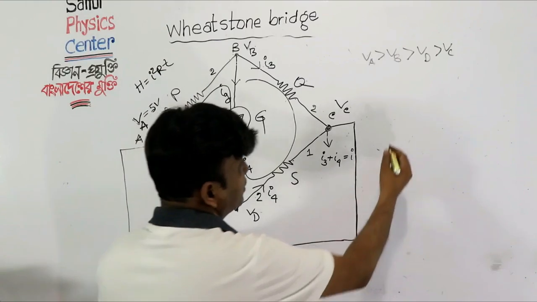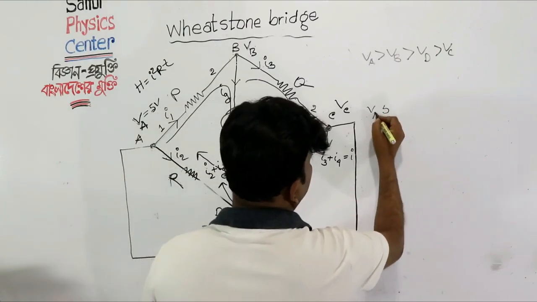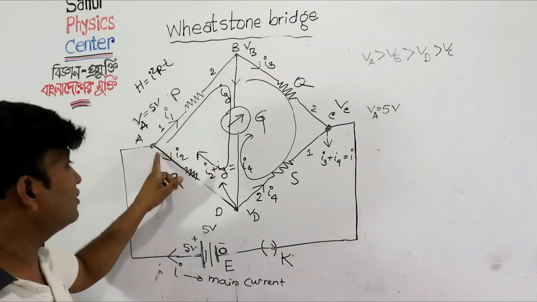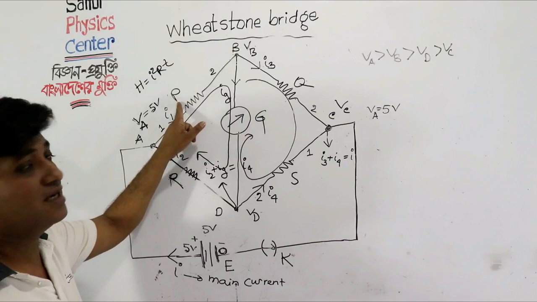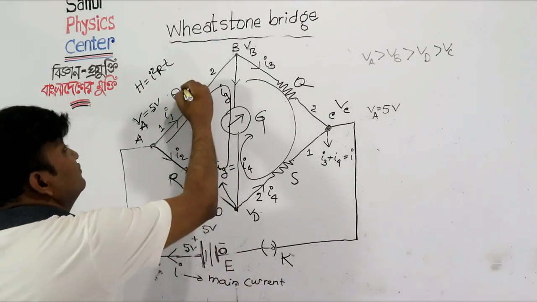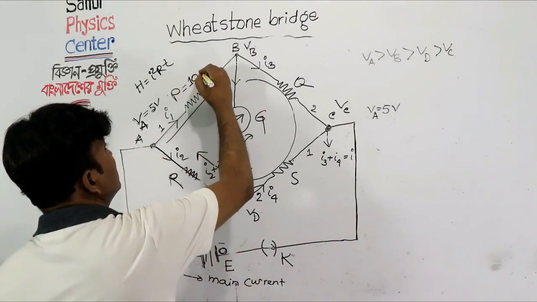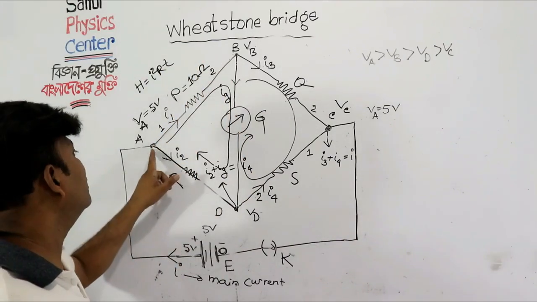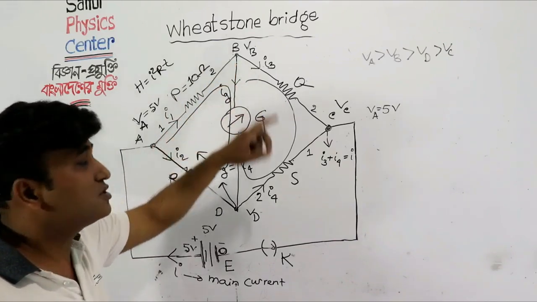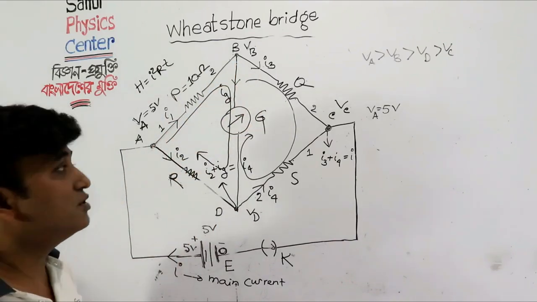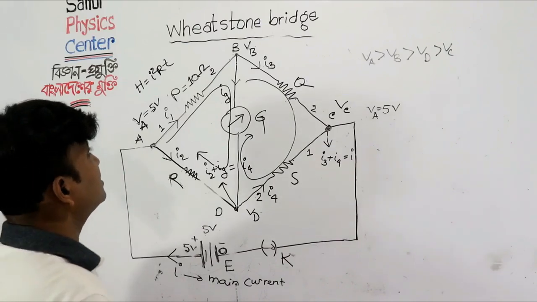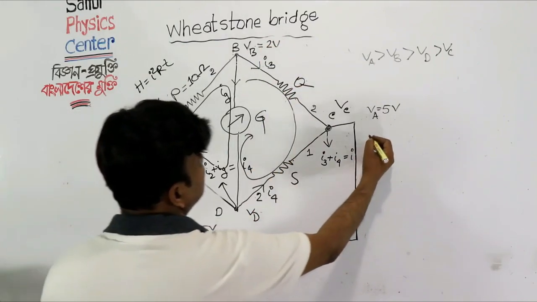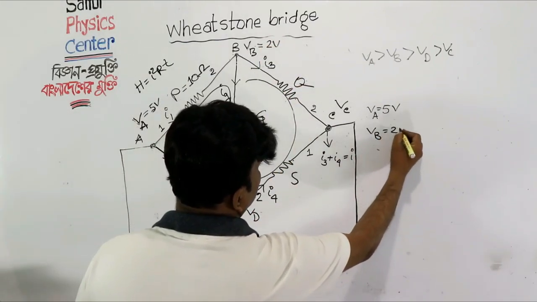So we get here VA equals 5 volt. Now along AB there is a resistance. Suppose the value of this resistance is 10 ohms. Due to this resistance there will be a voltage drop. Suppose due to 10 ohms the voltage drop is 3 volt. As a result, we get here the potential is 2 volt, VB equals 2 volt.